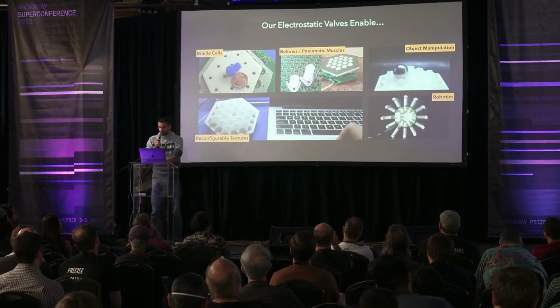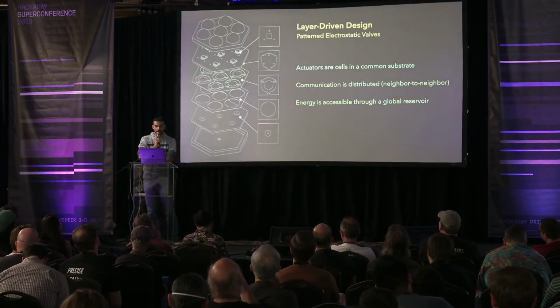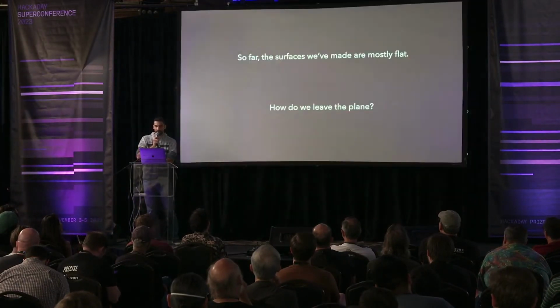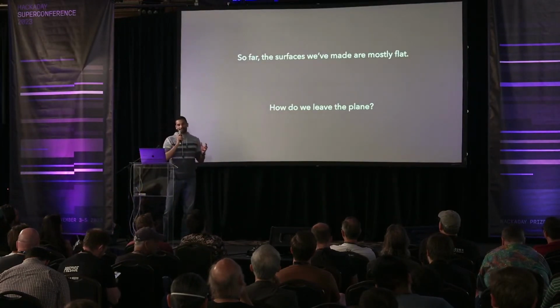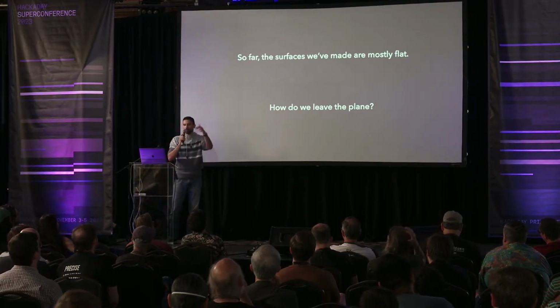Okay, so if you're interested in how these valves talk to each other, or this kind of stacked manifold which we can use to flow air around, you can talk to me after this talk, because right now what I really want to talk about is the fact that these structures are mostly flat, or kind of 2.5D at least. All the deflection is normal to this base surface. So what I want to know next is, okay, how do we leave the plane?